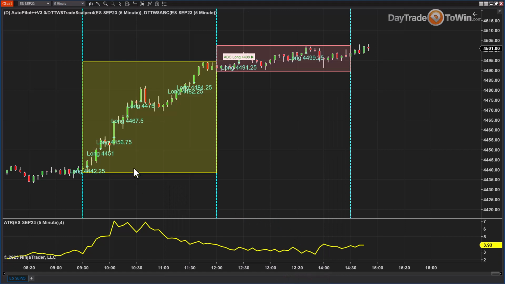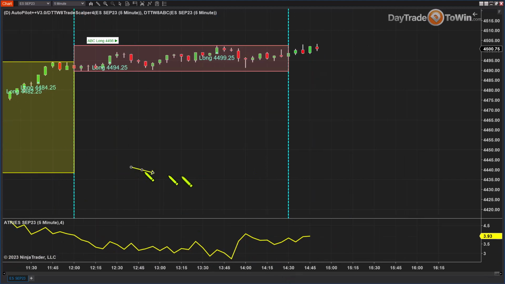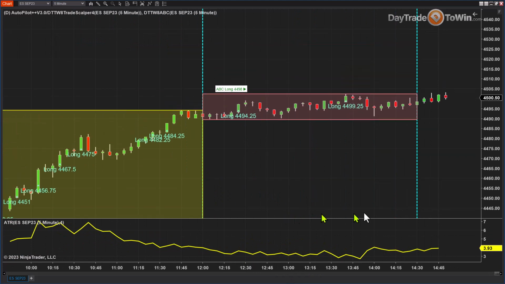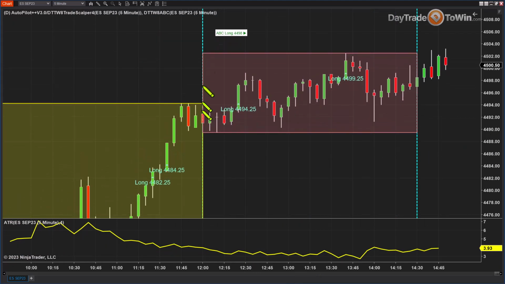And now what the software does, it automatically creates the areas, the A, the B, and the C. It shades them and colors them, and it also gives you the signal. See the ABC long signal at 44.98, and that's based off the 2 consecutive candles closing above, and so that's the reason for this signal to tell you to go long right there. All the other signals that you're seeing are the Trade Scalper.